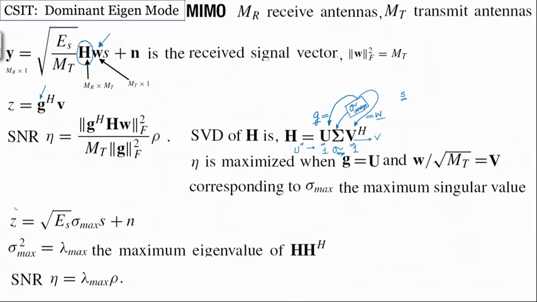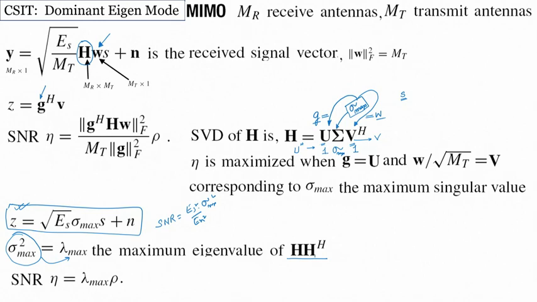So, the received signal is written in this form, where n indicates noise and sigma max. So, basically the SNR is equal to Es into sigma max squared upon En squared, right, that is what we have. So, sigma max squared is the one which influences the SNR, and sigma max squared is equal to lambda max, which is the maximum eigenvalue of HH Hermitian, and hence SNR can be written as lambda max rho.